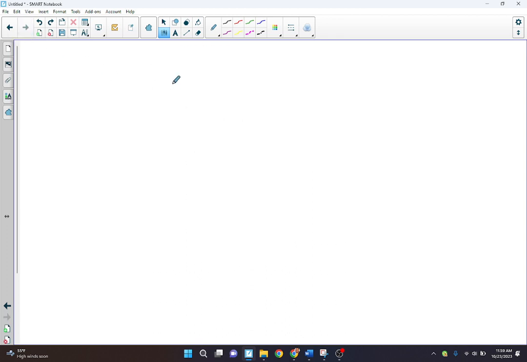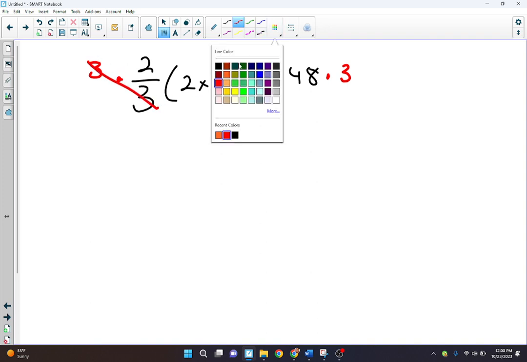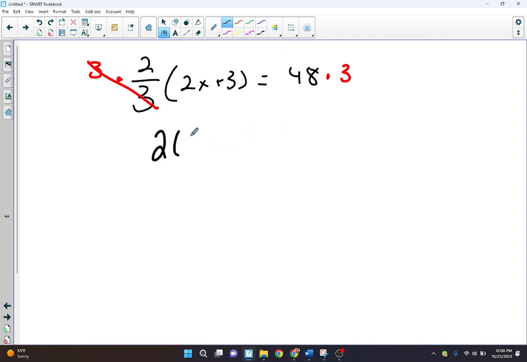Sometimes, though, we got a weird fraction. 2 over 3, 2x plus 3 equals 48. When we're dealing with a weird fraction, it makes it harder. But don't worry. The best thing you could always do, the highest suggestion I make, is to get rid of the bottom. The best way to get rid of the bottom or the denominator is timesing by the denominator. So I'm going to times this side by 3 and times this side by 3. Cross this out. And what I'm left with is 2.